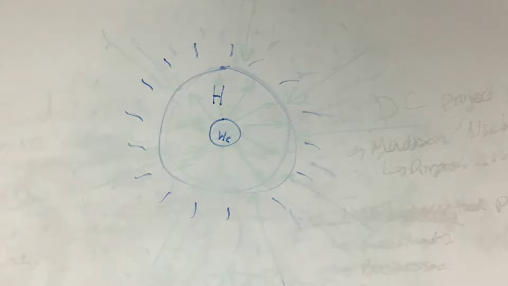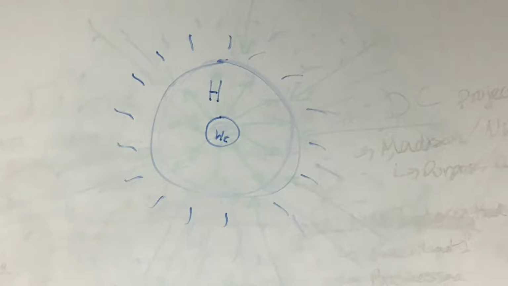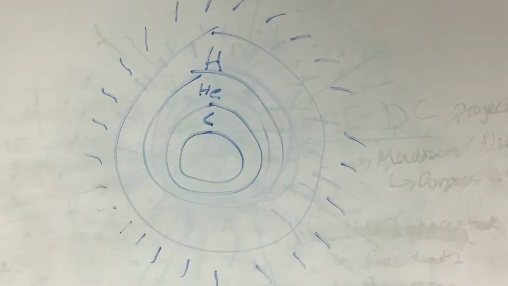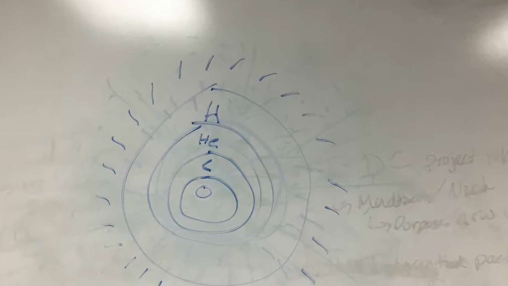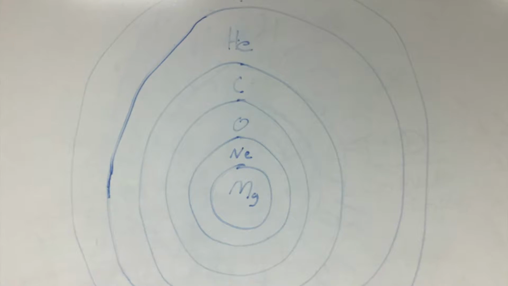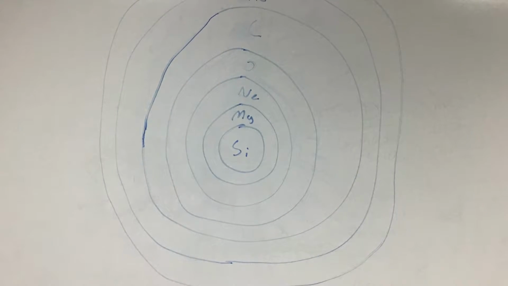For example, in the case of a red supergiant, the core fuses hydrogen into helium, helium into carbon, carbon into oxygen, oxygen into neon, neon into magnesium, magnesium into silicon, and then finally silicon into iron.